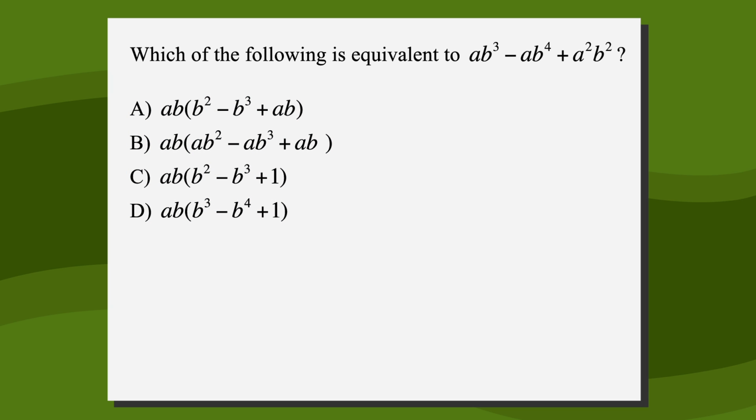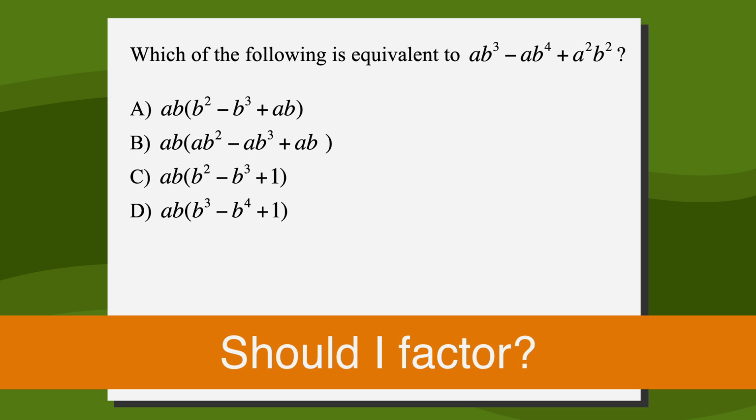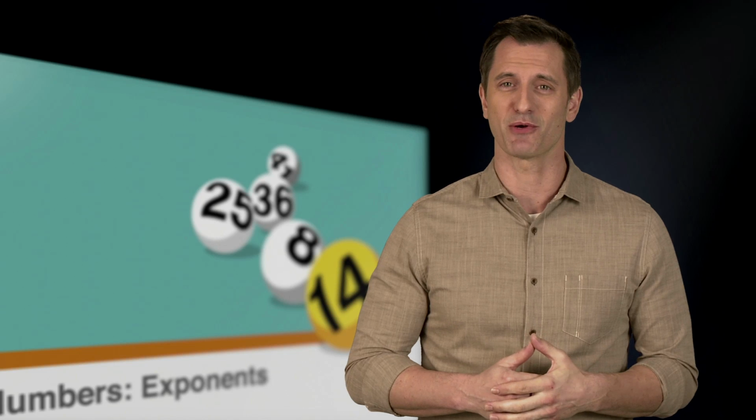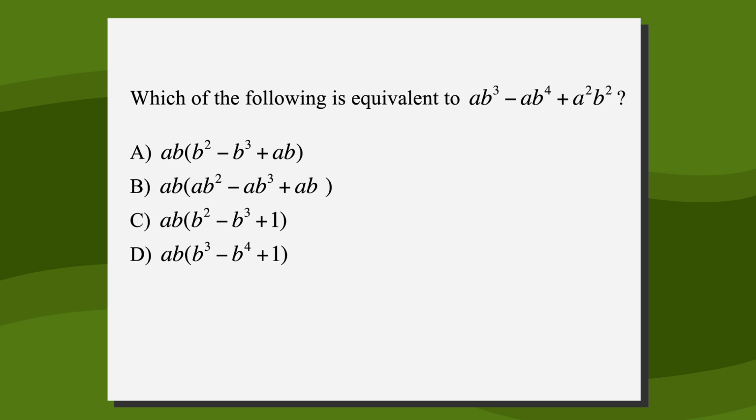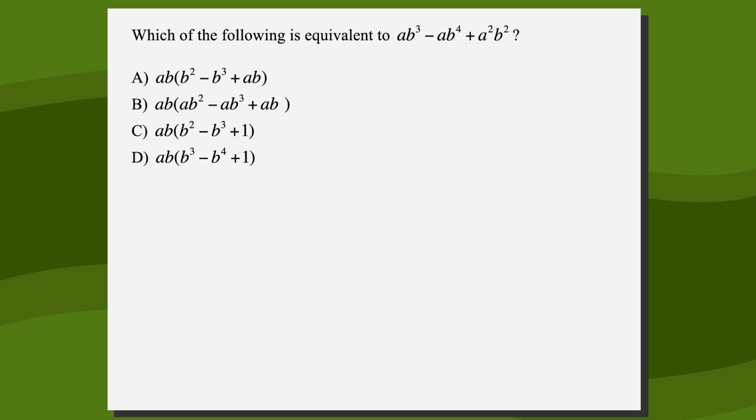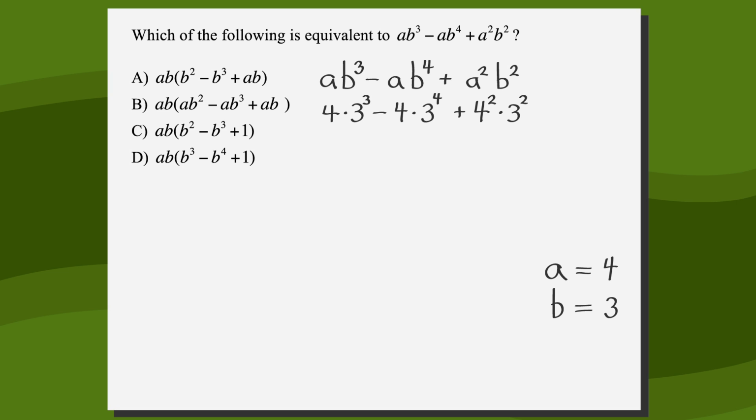You might be tempted to use the rules of factoring to solve this one. If you're really good at algebra, that just might work. But picking numbers doesn't require you to be really good at algebra, and picking numbers makes it difficult to make a mistake. So, let's pick numbers for a and b. Since we want to avoid 0 and 1, let's make a equal 4 and b equal 3. When we plug these numbers for the variables into the equation, we get 4 times 3 cubed minus 4 times 3 to the fourth plus 4 squared times 3 squared.